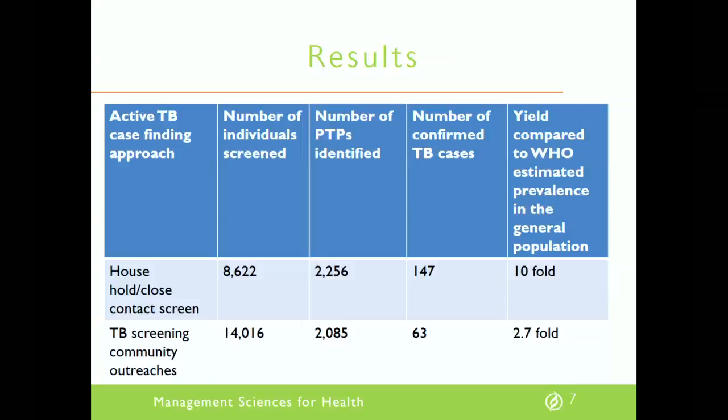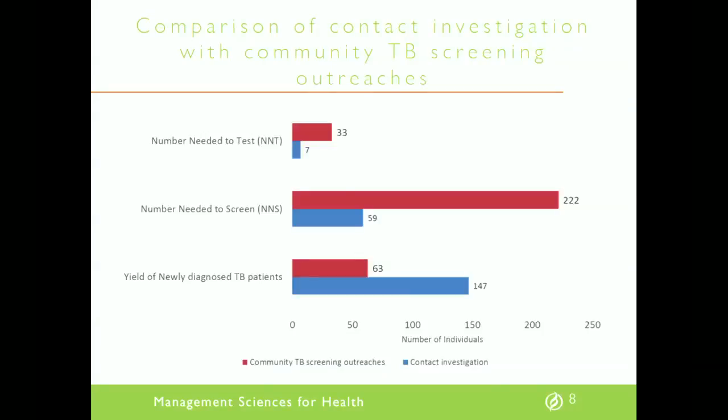Now, when we compare that with the TB screening, you realize that the teams reached out to a much bigger number of individuals in the communities, 14,000, identified 2,000 presumptive TB patients, and out of those, 63 were diagnosed with TB. We compared these results with the WHO estimates for the prevalence in the general population, and we could see that with household contact investigation, the yield was tenfold compared to the TB screening outreaches.